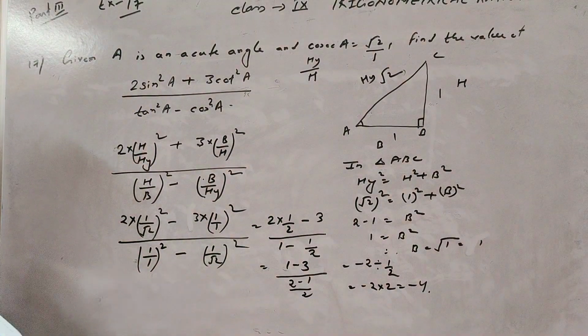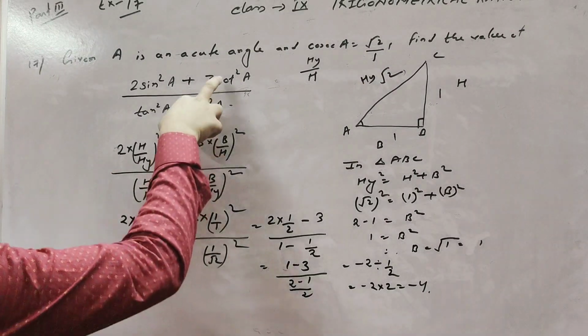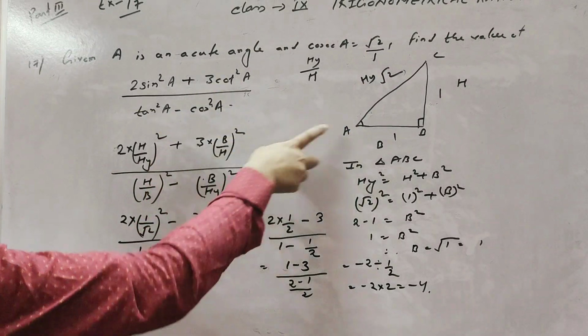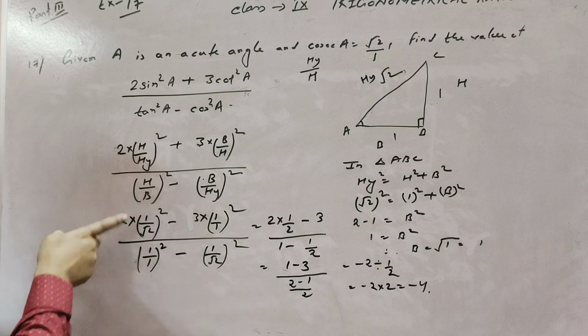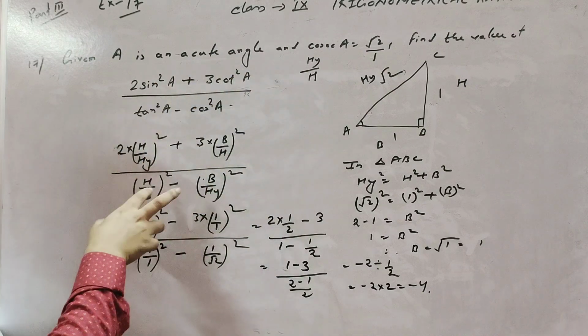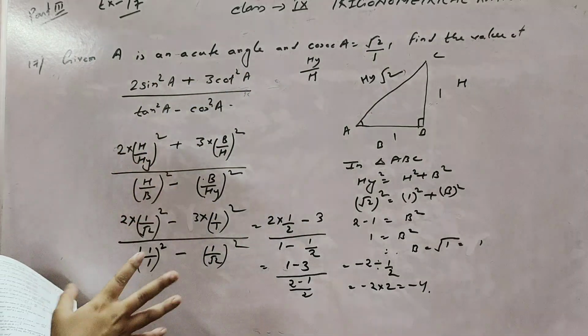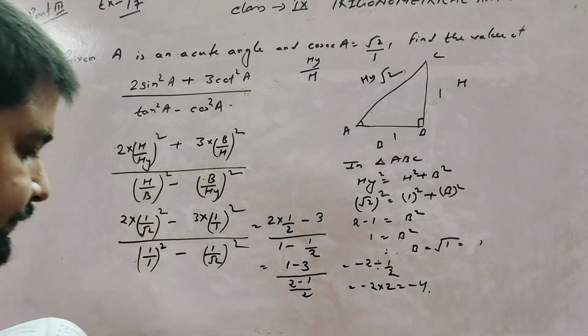Okay, note. See, base by height is the cot formula. So base is 1 and height is also 1. Tan is height by base, 1 by 1. Only the hypotenuse is root 2. Otherwise height and base are all 1. Okay.